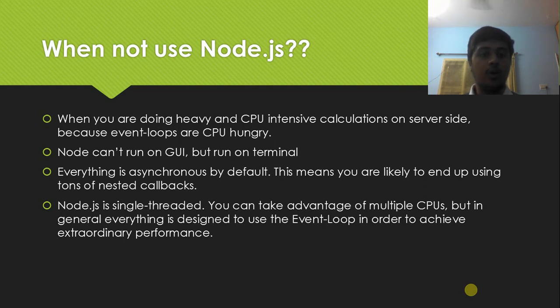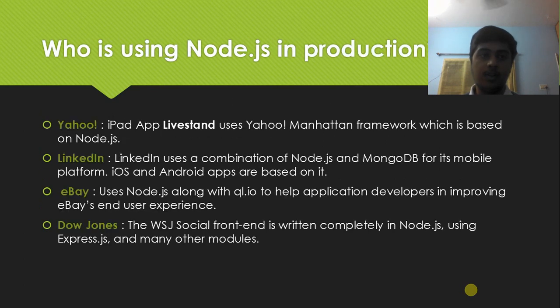Node can't run on a GUI but runs on a terminal. Everything is asynchronous by default. This means you are likely to end up using tons of nested callbacks. Node.js is single-threaded. You can take advantage of multiple CPUs, but in general, everything is designed to use the event loop in order to achieve extraordinary performance.